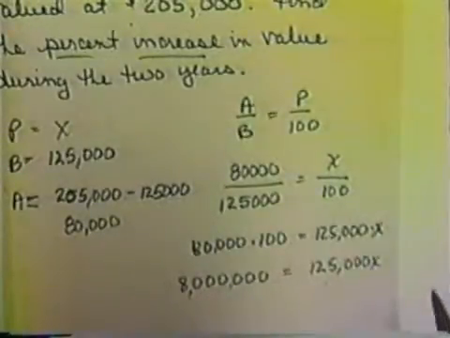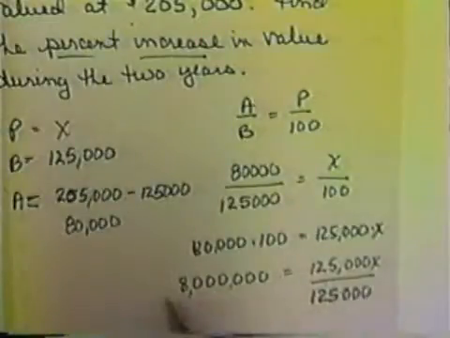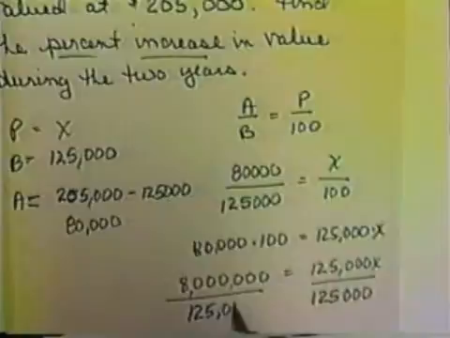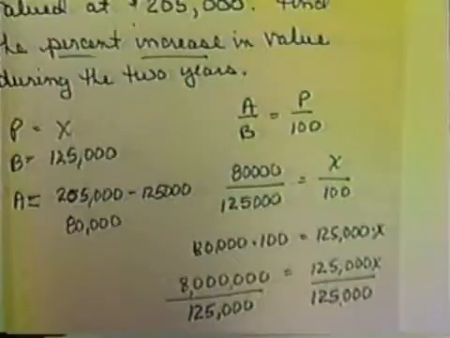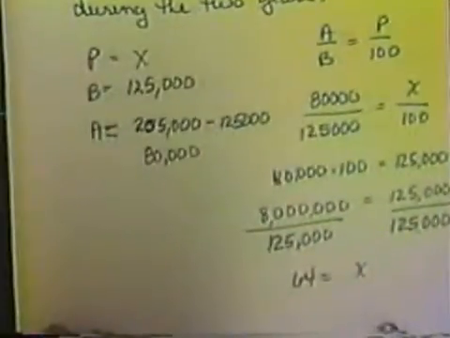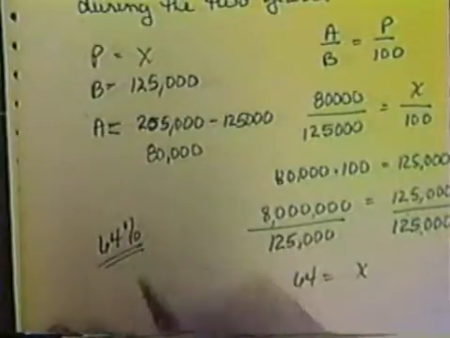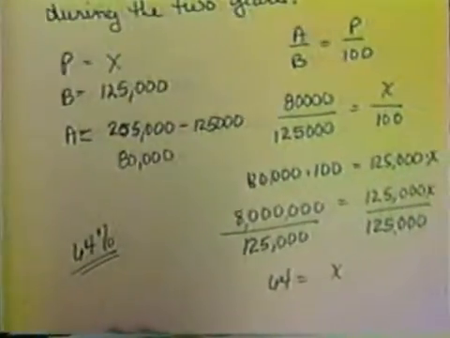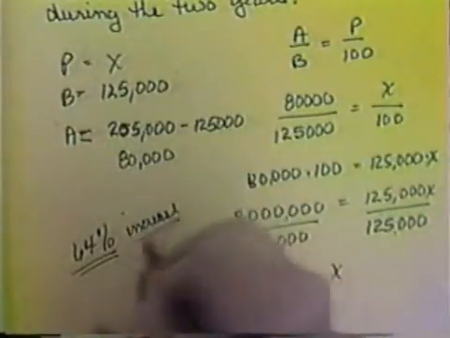125,000 x. Now we want to divide both sides by the value multiplying x. So we're going to divide both sides by 125,000. And so we're going to take the 8 million and divide by 125,000. And we come up with 64 as our unknown. Now remember, the unknown represented the percent, so that says it's a 64% increase from its original value. There's a 64% increase over the original value.